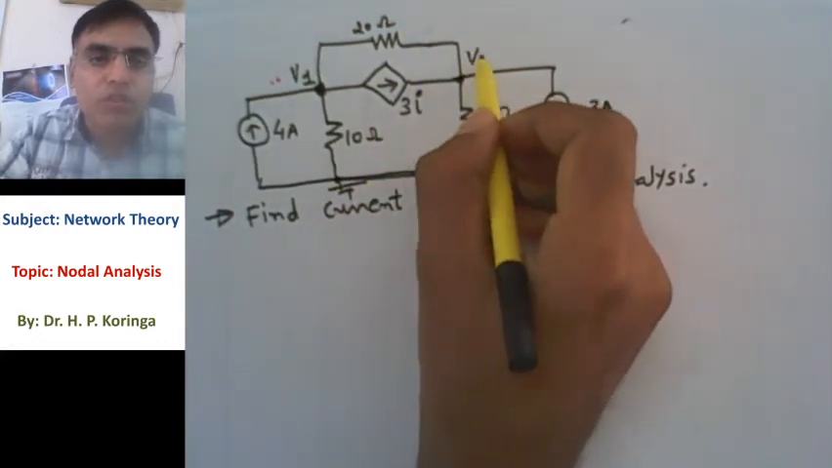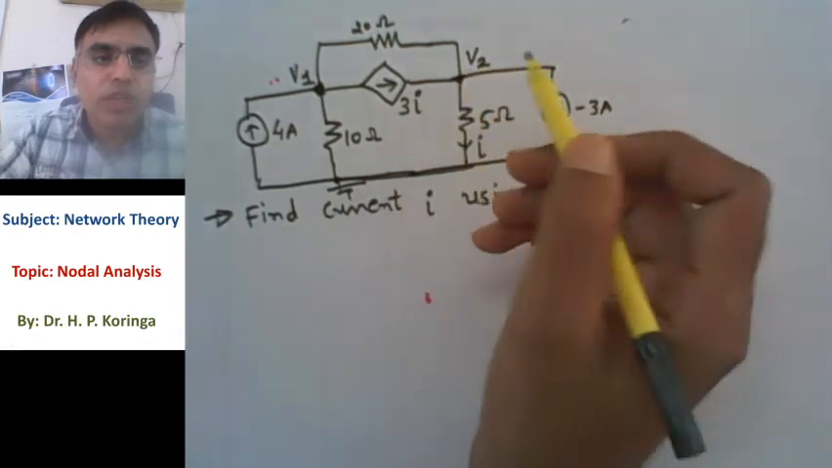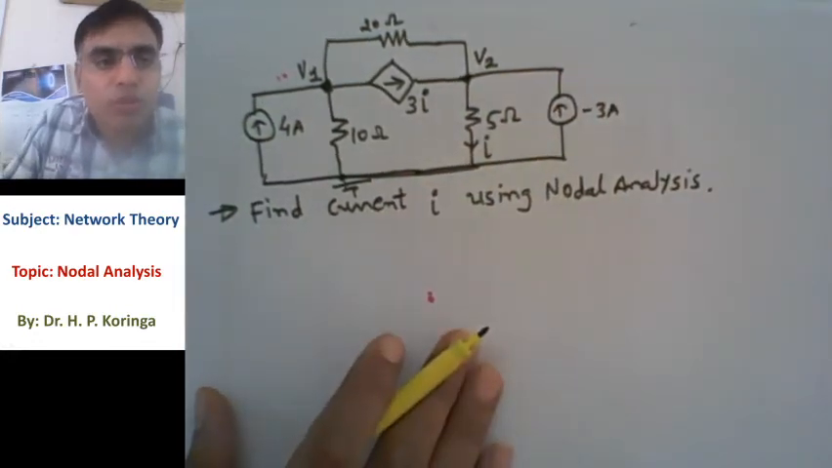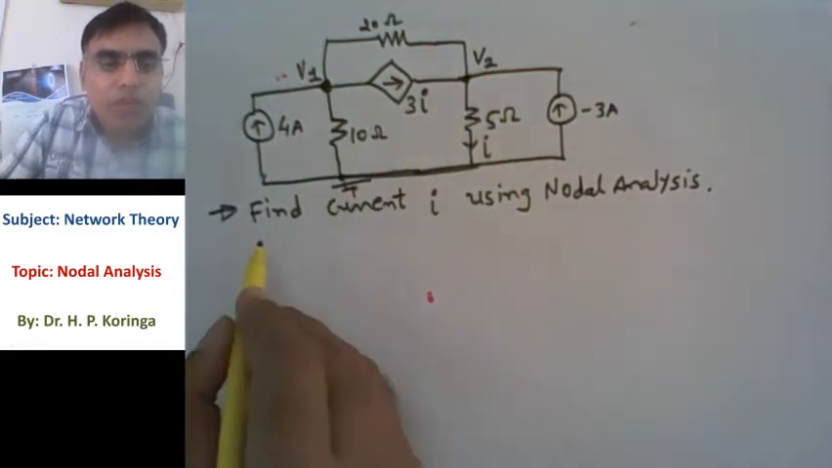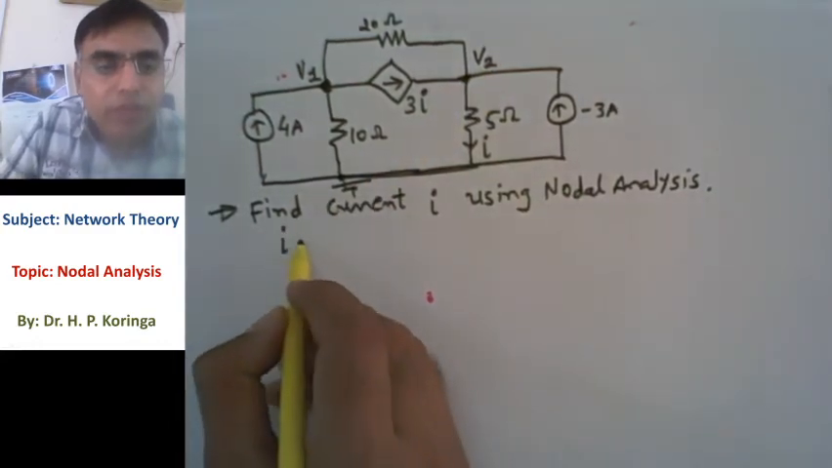So this node is called an unknown node voltage. So give a name to all the unknown node voltages. Here we have given V1 and V2. Our question is to find I.